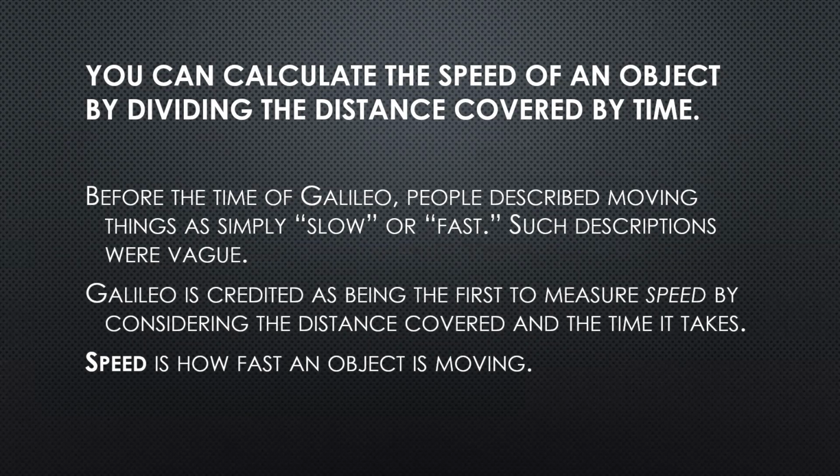Now, before Galileo and the scientific revolution, people described things qualitatively, slow or fast. You'd say that the tortoise was slow. You would say that the hare is fast. And these descriptions were great, but they didn't have any numbers to them. They're too vague. They're not quantified. So Galileo is measuring speed. He's quantifying it. And speed is a measurement of how fast an object is moving.